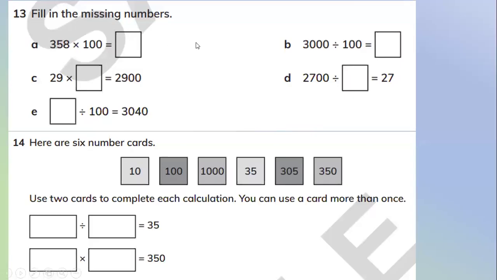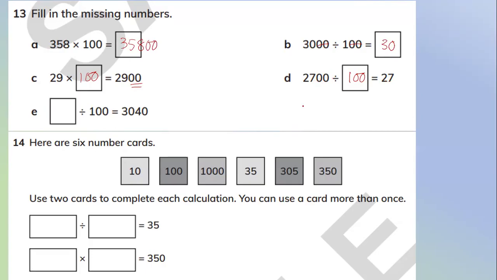So D, fill in the missing numbers. It's easy. Times 100, we only have to add the 2 zeros. B, 3,000 divided by 100 is 30. And 29 times what is 2,900? Our answer has 2 extra zeros, so we have to multiply by 100. 2,700 divided by what is 27? For 27, we cancel 2 zeros, so we have to divide by 100.